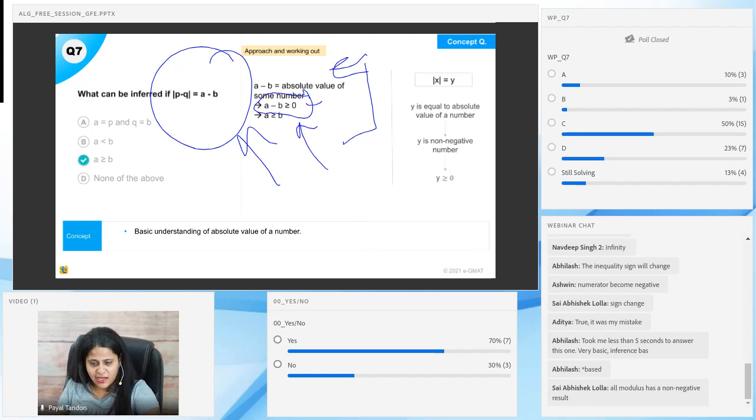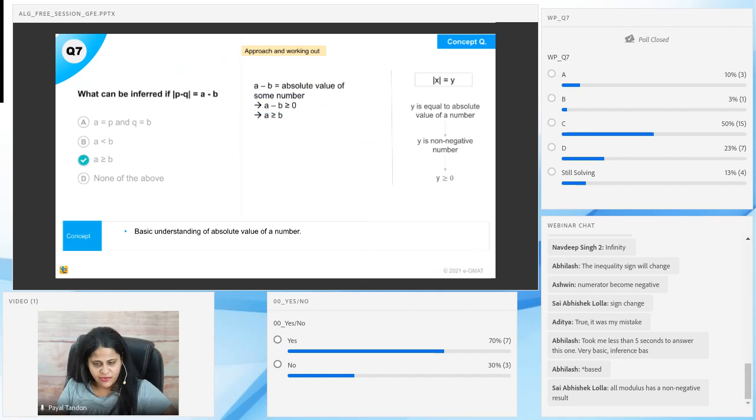Based on my understanding, I'm trying to get rid of this part here. So this is what you needed to infer. Because the absolute value of a minus b is equal to the absolute value of some number, this means a minus b is a non-negative number. Absolutely, Abhishek. What does that mean? This means that a is greater than or equal to b. And that's where choice C is the correct answer.